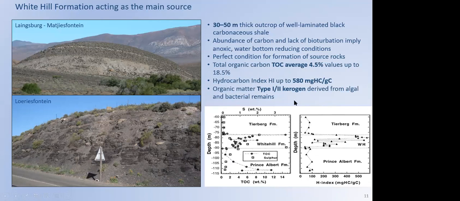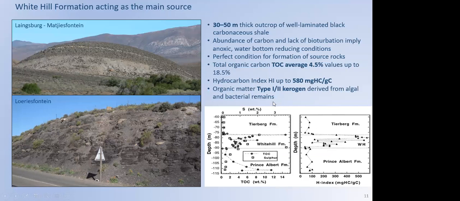On average, the Karoo shows 4.5. In this case, it gets as high as 15. Colon and then quote even higher numbers. So TOC, we tick the box. Hydrocarbon index, again, it's the graph on the right. You can see it for the White Hill, it's in the high numbers.